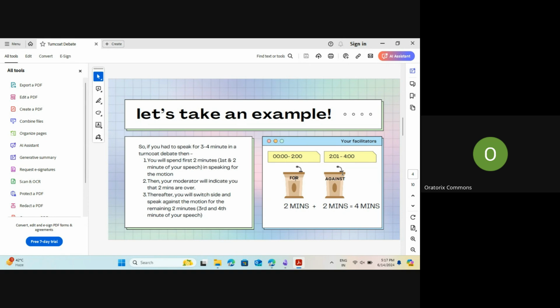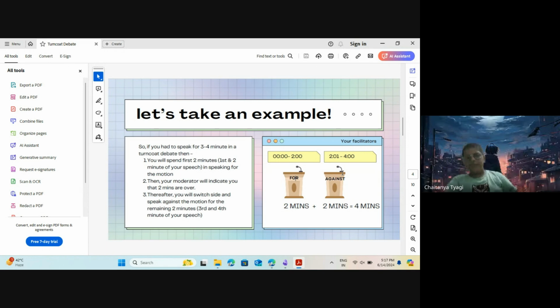Okay, so Chaitanya, if the topic was that competition leads to development of teenagers, then for a 4 minute turn code debate, for the first 2 minutes I will say that yes, competition does lead to development of teenagers. And for the remaining 2 minutes, I will say no, competition does not lead to development of teenagers. Okay, Chaitanya?